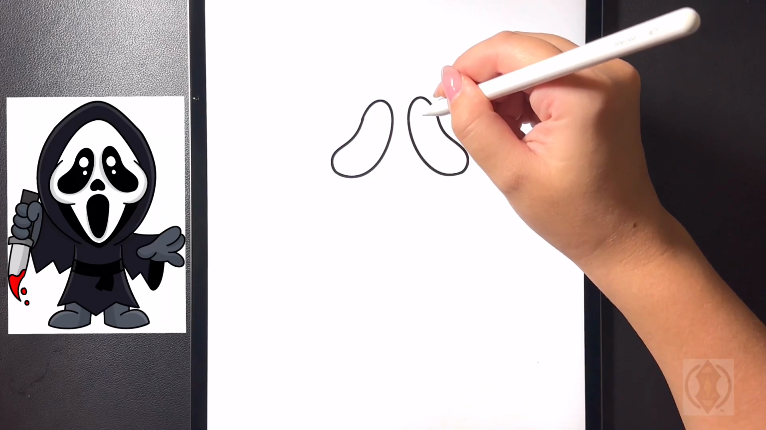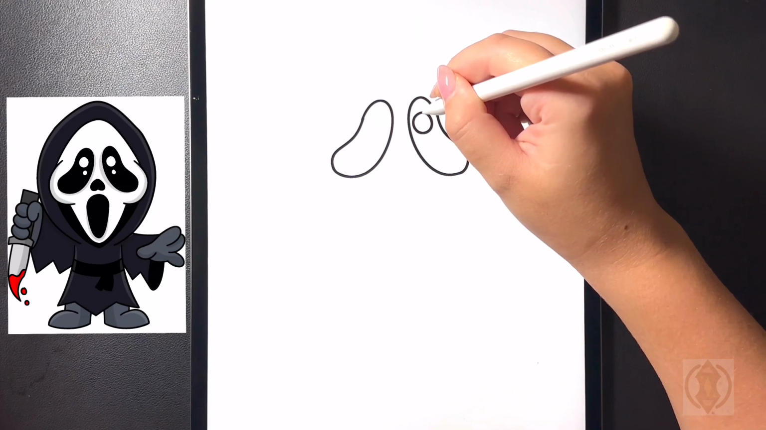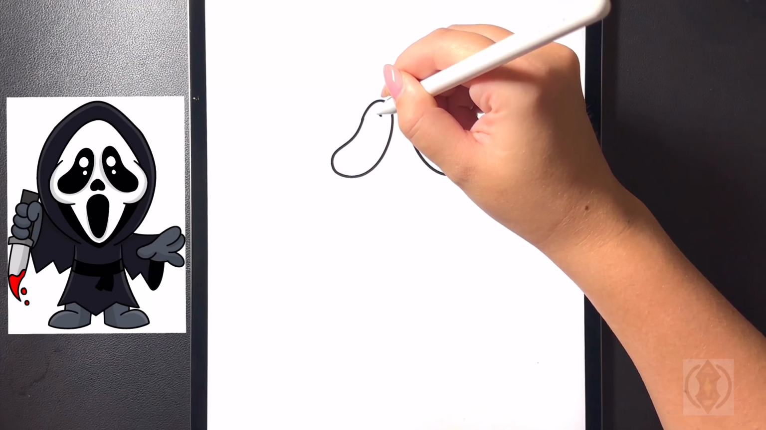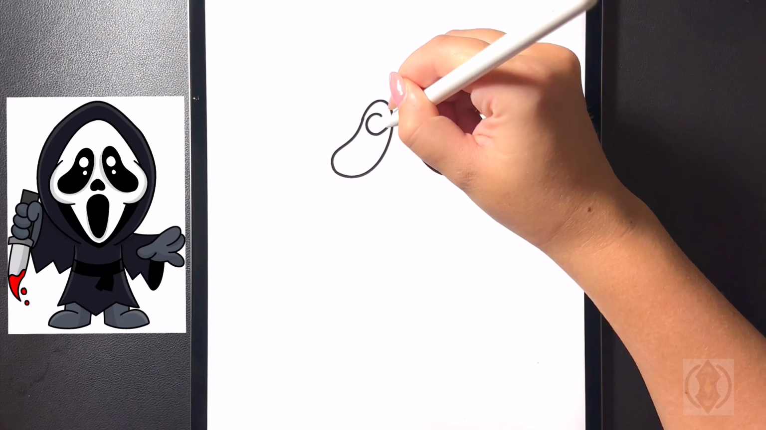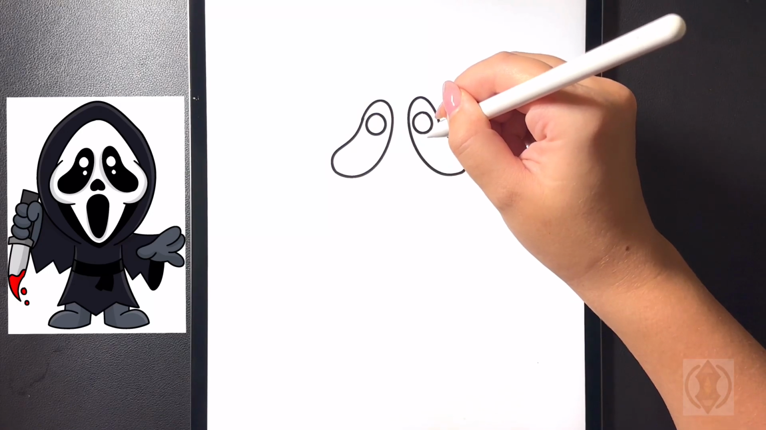In the middle of both eyes now, at the top, we're going to draw a small circle. Now moving underneath on both eyes, we're going to draw an even smaller circle.